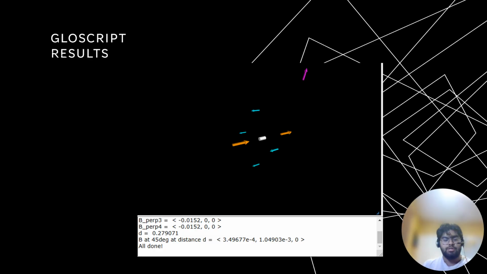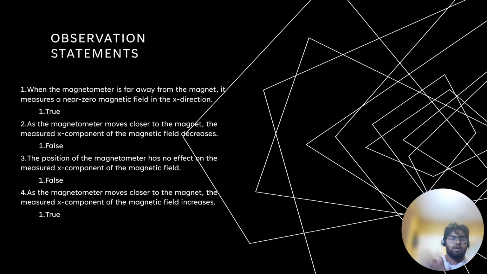All right, and then so here you can see we have the GlowScript results. The 4 cyan arrows are the perpendicular, the 2 orange arrows are parallel, and then the magenta arrow in the corner there is the 45-degree angle. All right, here are our observation statements. As you can see from here, 1 and 4 are the only true ones, basically saying the farther away you get, the closer to 0 it'll be, and the closer you get, the higher the number will be.